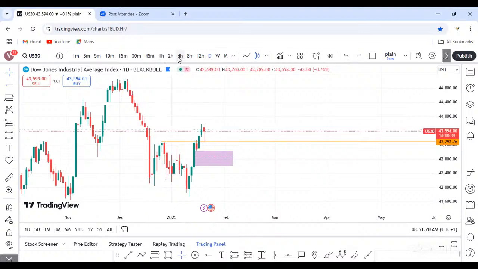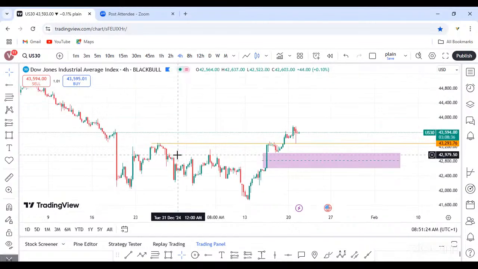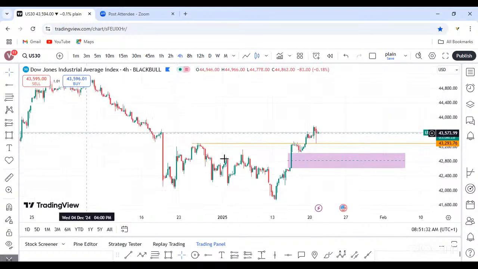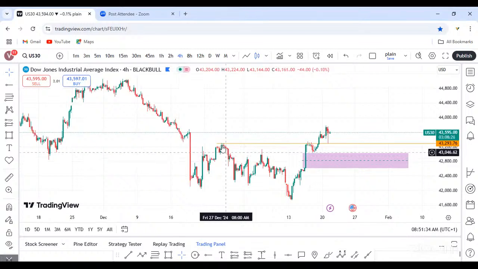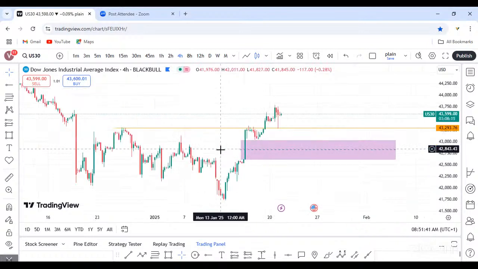So on the 4-hour time frame, is there something significant happening? No, nothing really significant in terms of checking something to the left. We've just seen that this external liquidity, this former previous lower high, has been taken out. So that's the only significant thing that's happened for US 30.